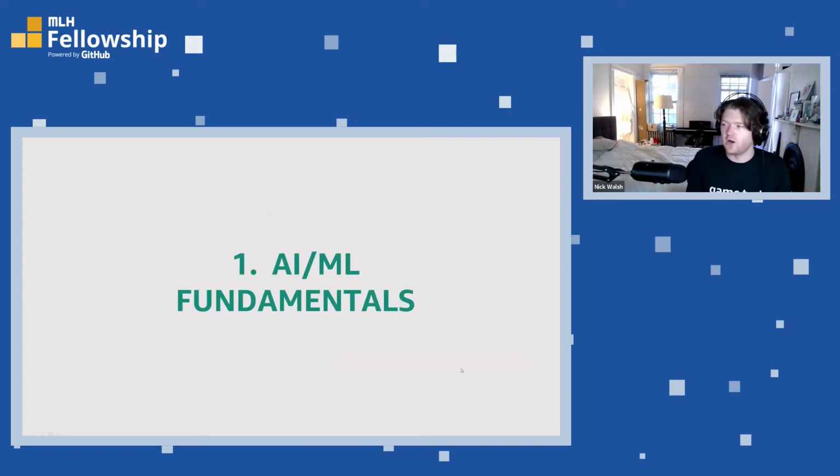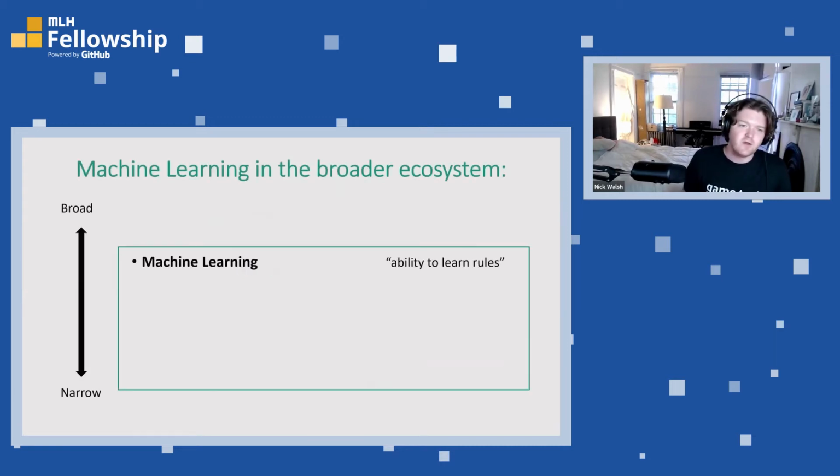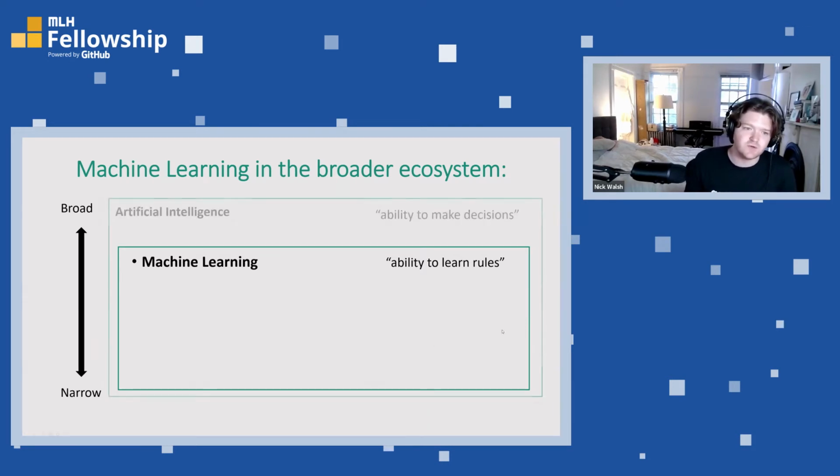If we start off with AI and ML fundamentals, there are a few more buzzwords that I think are popular to bring into the discussion here because it'll help to situate ourselves a little bit. And this should be familiar to a lot of folks. A lot of people have heard of machine learning. Largely, I classify machine learning as the ability of a system to learn rules. And this starts to make sense when we compare this to the superset of artificial intelligence.